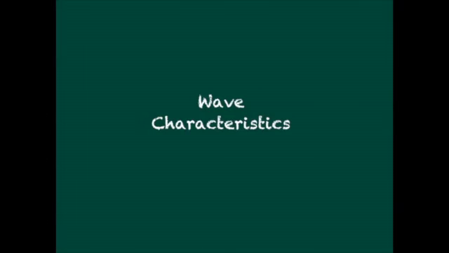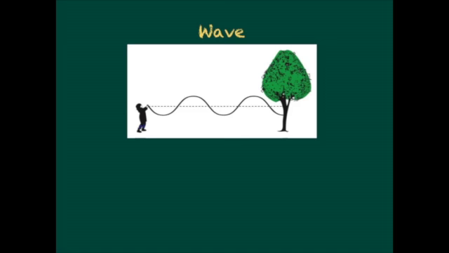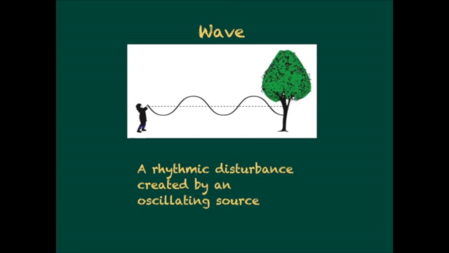In this video, we're going to look at wave characteristics. First, let's talk about what is meant by the term wave. A wave is a rhythmic disturbance created by an oscillating source. Well, what does oscillating source mean? An oscillating source is simply a source that creates an oscillation.